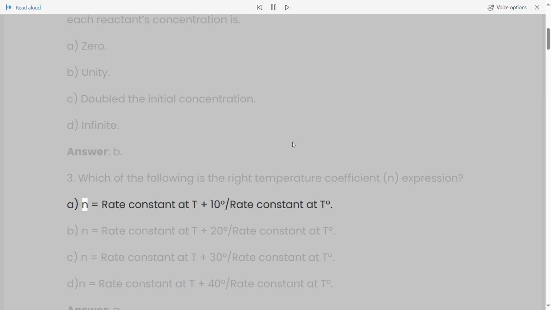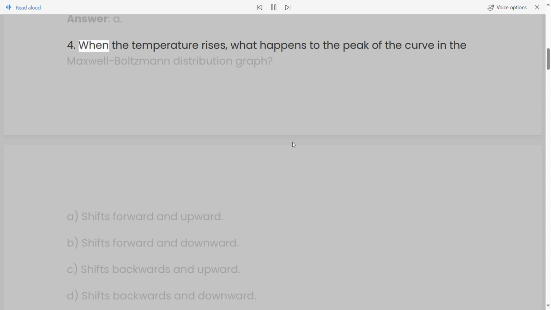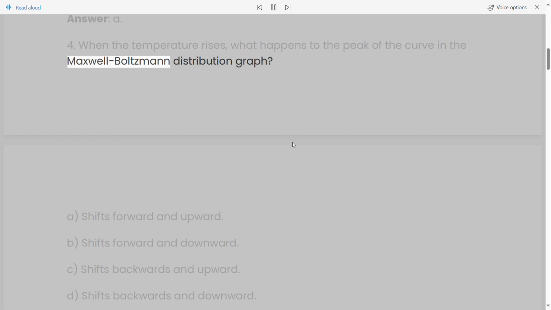A. N is equal to rate constant at T plus 10 degrees per rate constant at T degree. B. N is equal to rate constant at T plus 20 degrees per rate constant at T degree. C. N is equal to rate constant at T plus 30 degrees per rate constant at T degree. D. N is equal to rate constant at T plus 40 degrees per rate constant at T degree. Answer A. 4. When the temperature rises, what happens to the peak of the curve in the Maxwell-Boltzmann distribution graph?